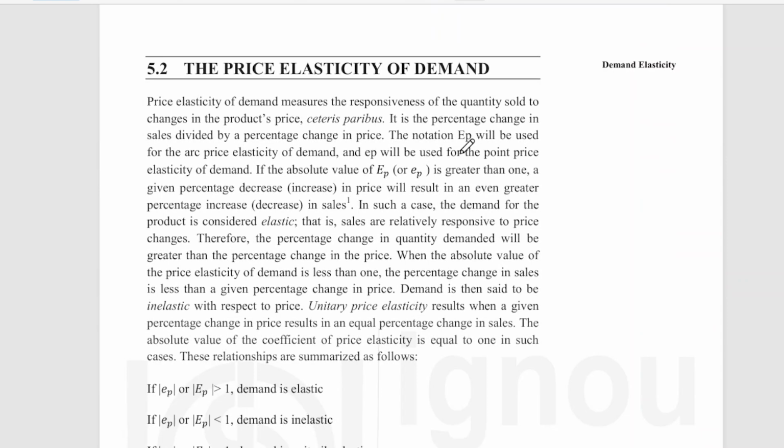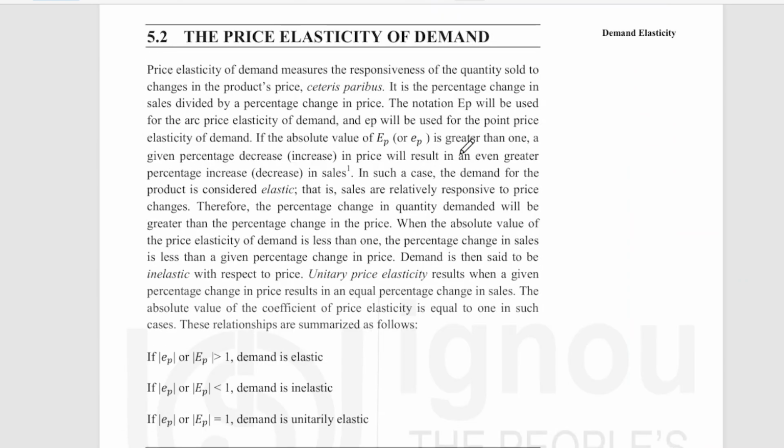What is price elasticity? Price elasticity of demand measures the responsiveness of the quantity sold to change in the product price, ceteris paribus, and it is the percentage change in sales divided by the percentage change in price. The notation EP will be used for the arc price elasticity of demand, and EP will be used for the point price elasticity of demand.